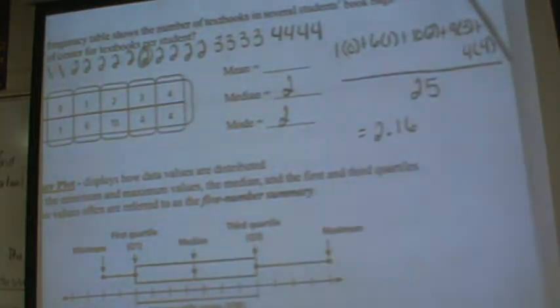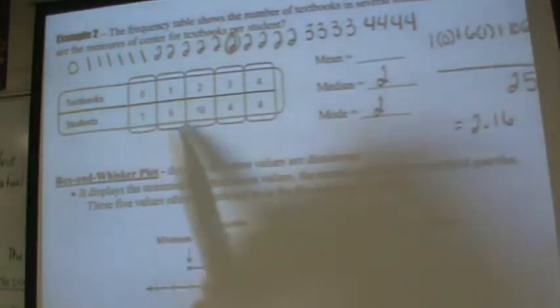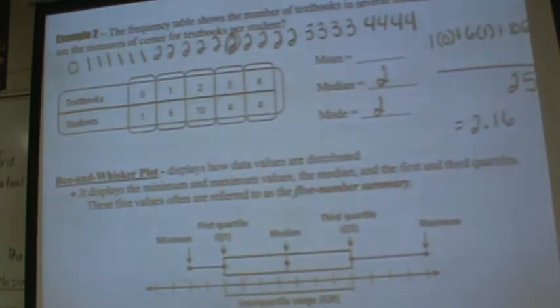How'd you get from 25? Because we have 25 total points in our set. Oh, that was our total number of students. Okay. So you should get a mean or an average of 2.16.